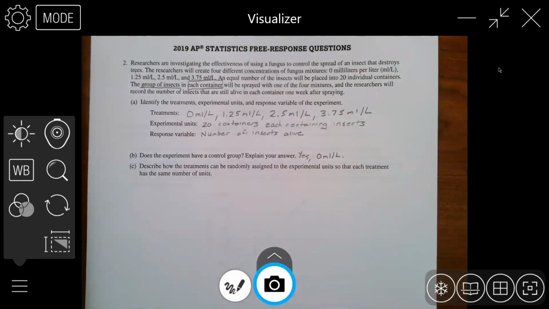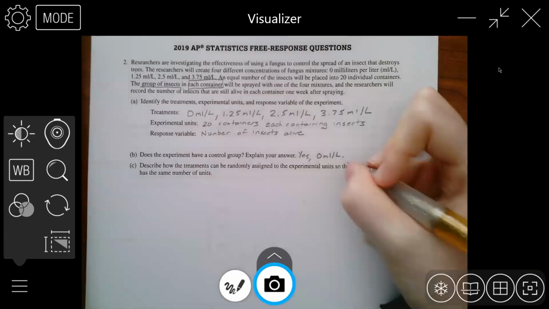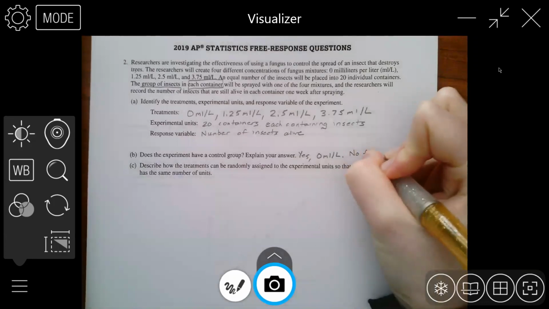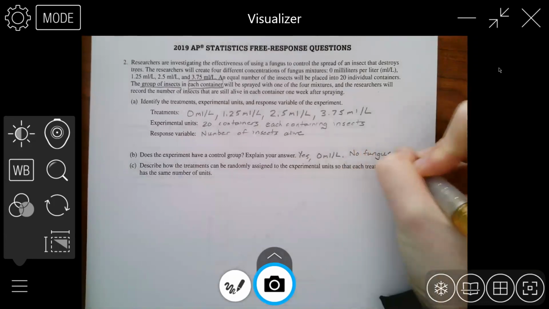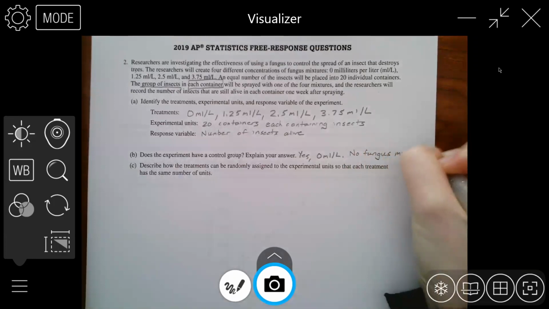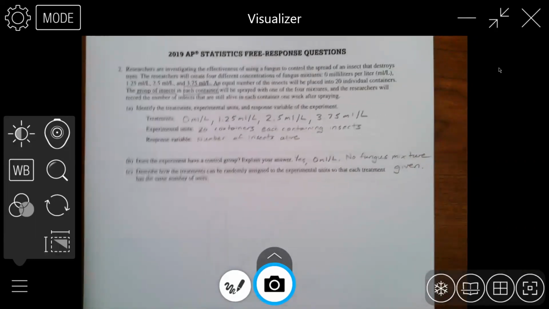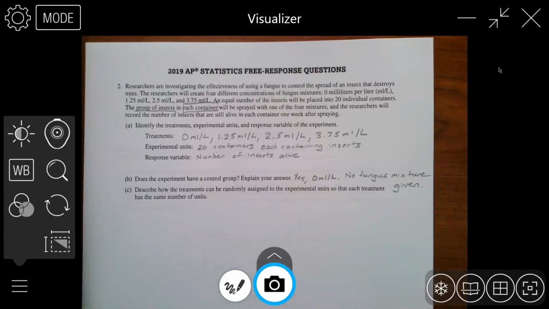Now, if I was a student writing that on the AP exam, I'd be sweating with nerves. I wouldn't think that's enough to cover myself, okay? So what I would do just to make sure is I would do something like no fungus mixture given. There we go, done. Okay, now I'm guaranteeing myself credit, right? Got everything. That's it for B, full credit, it's an E.